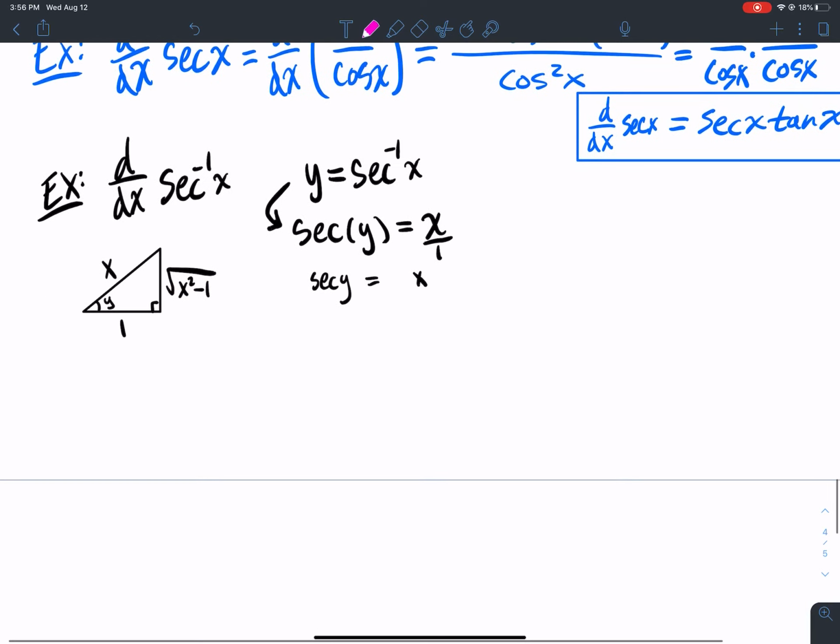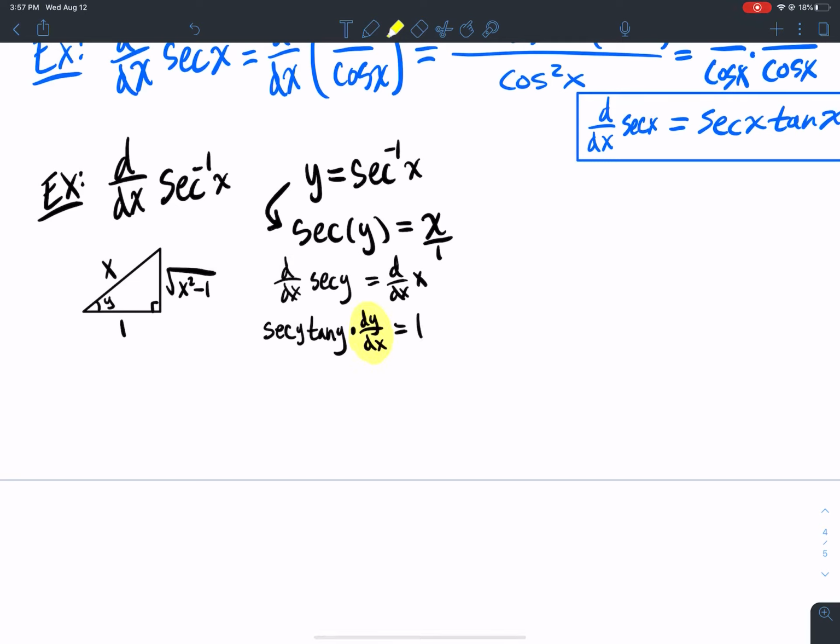So if I take the derivative implicitly at this point, then I have the derivative of secant of stuff is secant stuff, tangent stuff, times the derivative of the stuff, dy dx. Now the derivative of x is just 1. How do I get the stuff by itself? So to get dy dx by itself, I divide both sides by secant tangent.